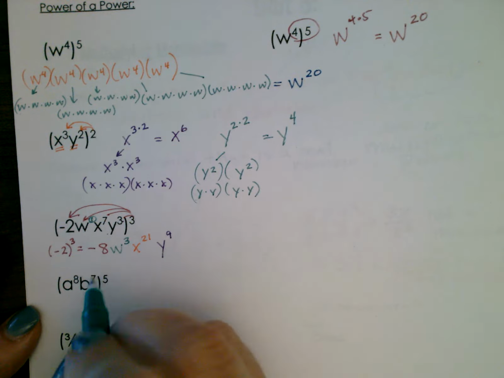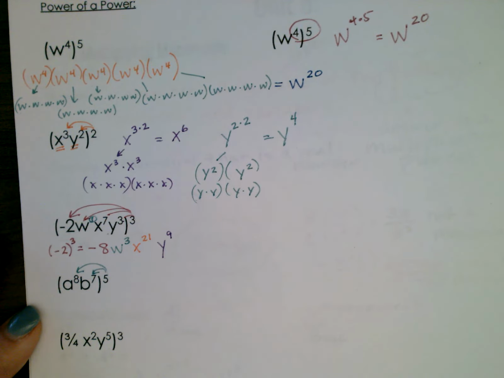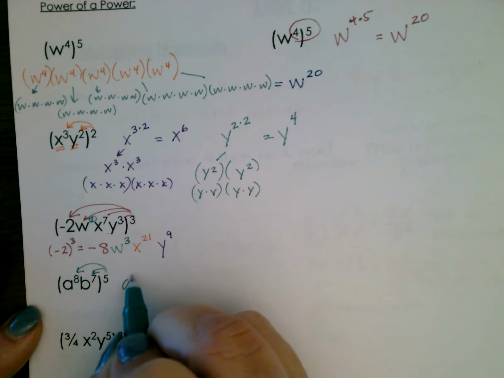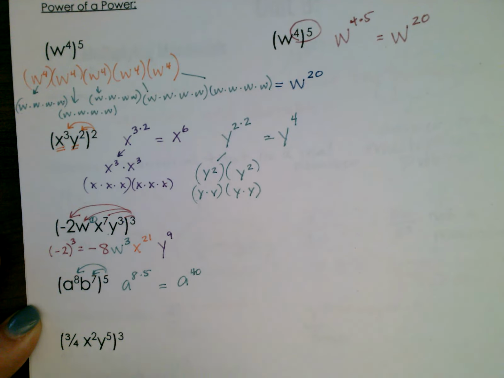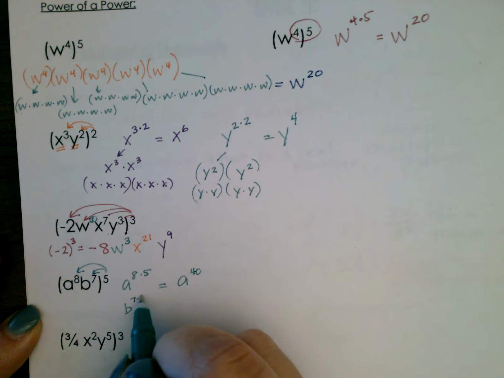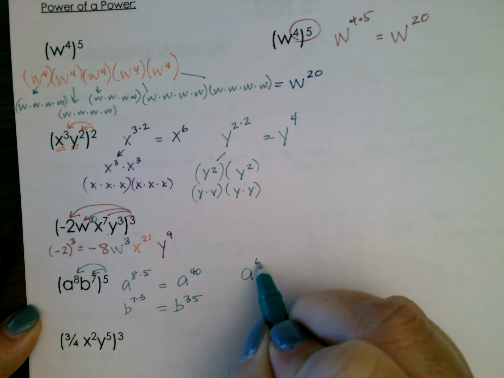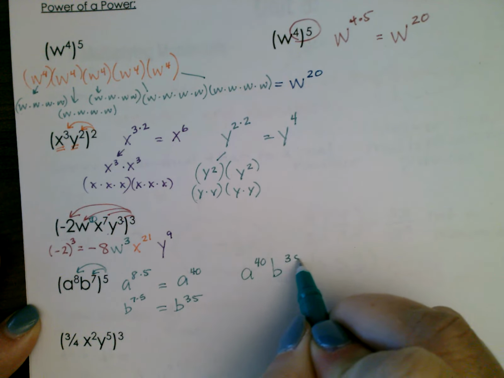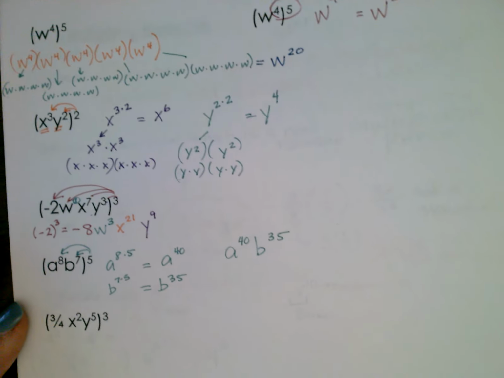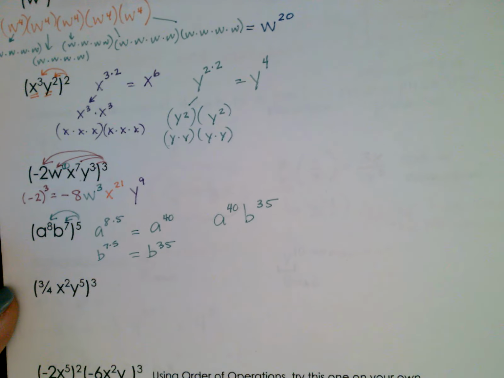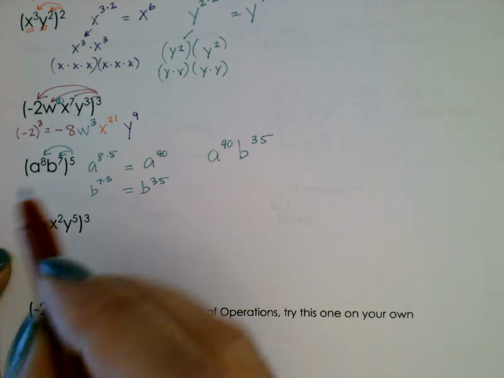On the next one, again, we have a monomial, all being raised to a power. So I would have a to the 40th. My b would be 7 times 5, b to the 35th. So a to the 40th, b to the 35th. Don't put a times or multiplication or an x there. It would become confusing because we're working with so many variables.